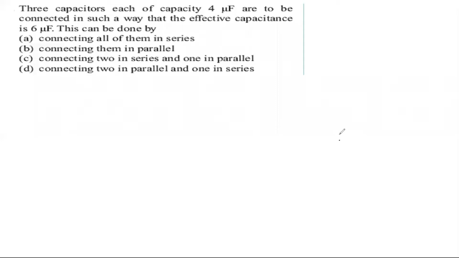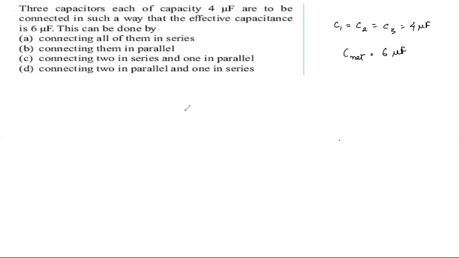Okay, so in this question, we have 3 capacitors, each of capacity 4 microfarad, which are to be connected in such a way that the effective capacitance is 6 microfarad. So we have to find out which of these 4 options will be the correct connection, right? So we have 3 capacitors, C1, C2, C3, and all of them are 4 microfarad. Now we have to see in which connection we can connect these 3 capacitors so that our net capacitance is 6 microfarad.